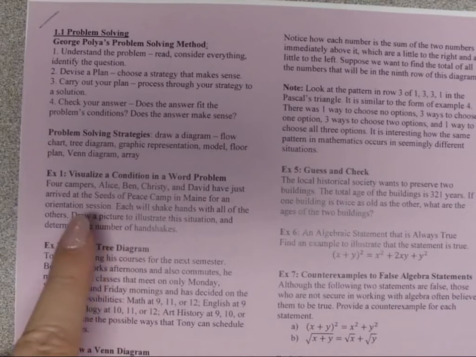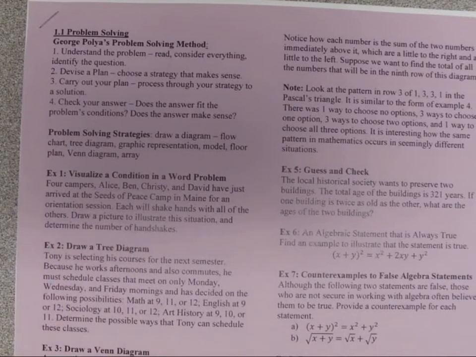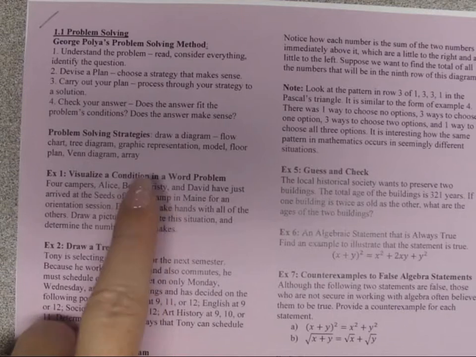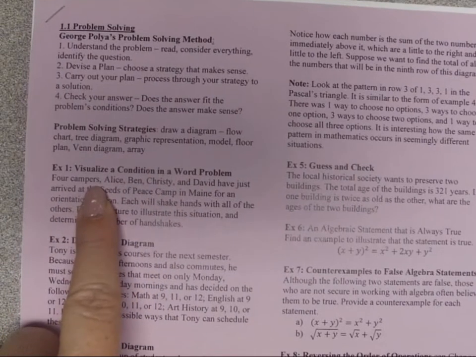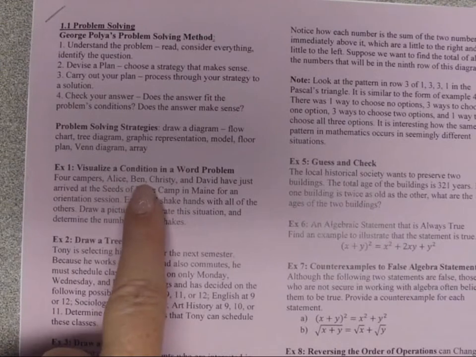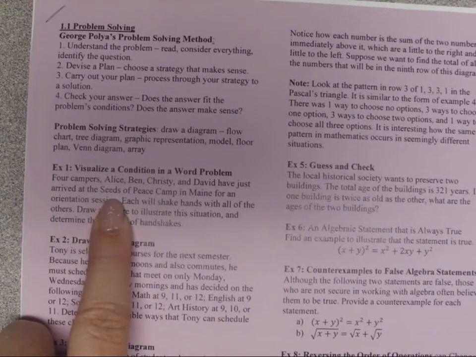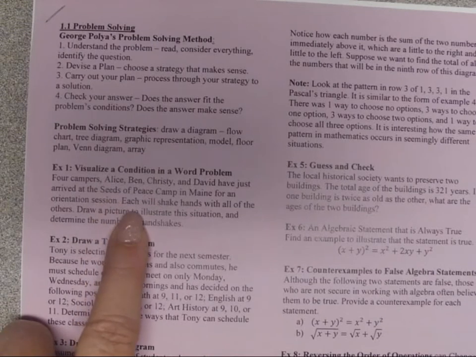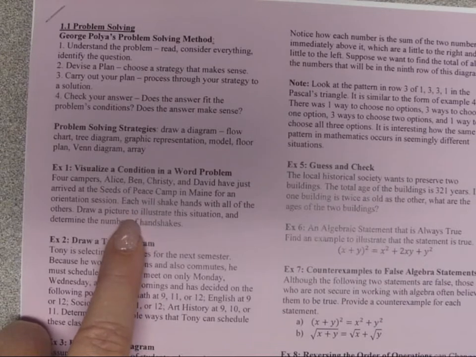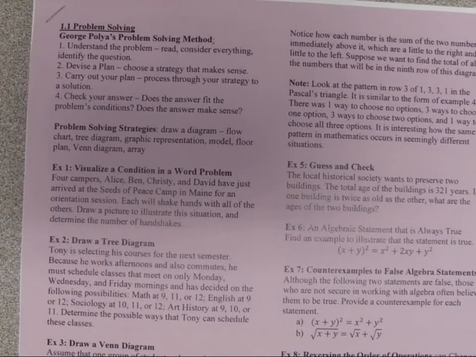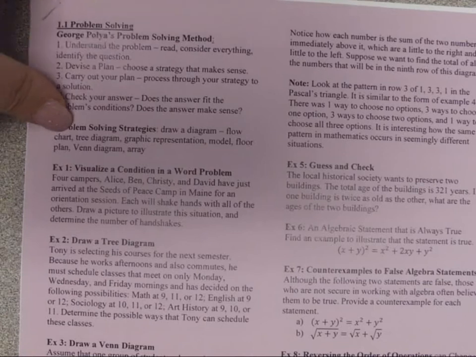So the first example we're going to look at are some students who went off camping. So we're going to call them 4 campers. And we're going to visualize a condition in a word problem. So we've got 4 campers: Alice, Ben, Christy, and David. They have just arrived at the Seeds of Peace Camp in Maine for an orientation session. Each will shake hands with all of the others. Draw a picture to illustrate the situation and determine the number of handshakes.